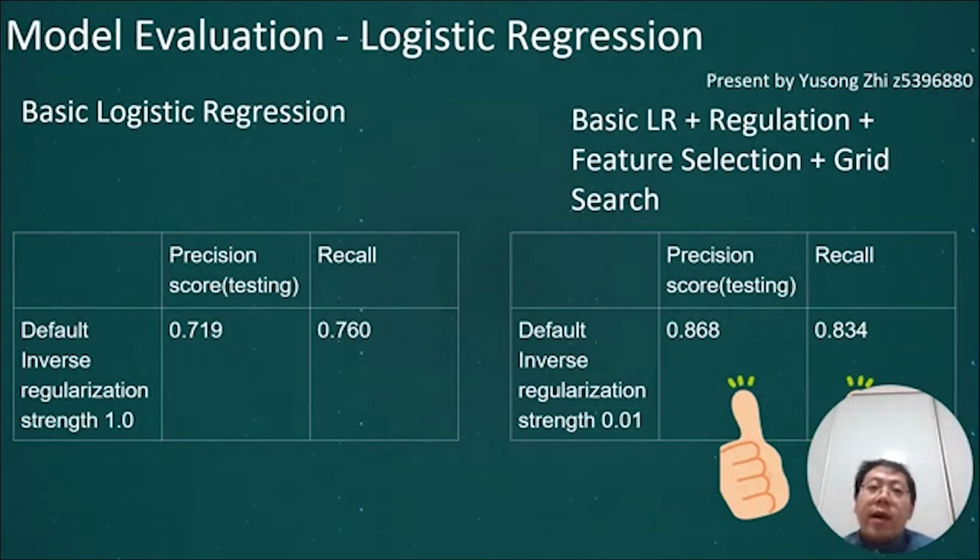Baseline logistic has precision 0.72, recall 0.76. After tuning, when C is 0.01 plus the best setting, the precision goes to 0.87 and recall to 0.83, a clear reduction in false alarms and better true positive capture.